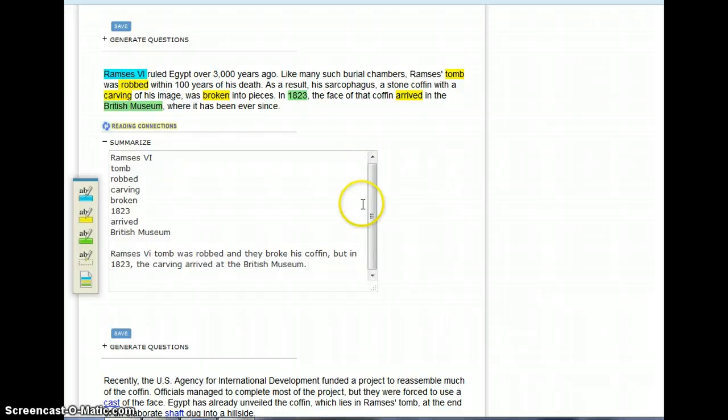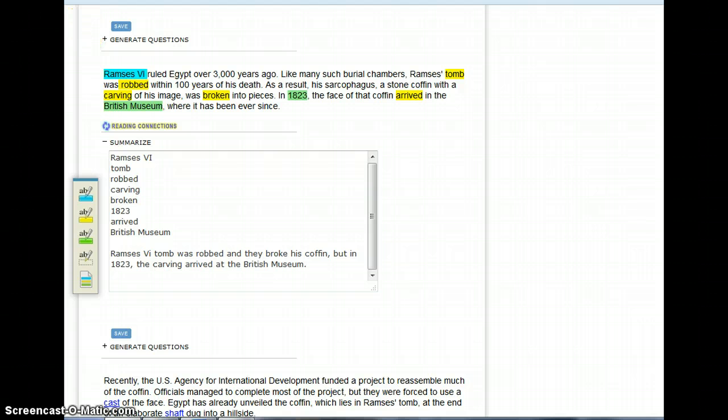And once again, you can see that I have used many of the key words from my list. Ramses VI, tomb, robbed, broke, coffin, carving, arrived, British Museum. Again, don't forget to click Save.